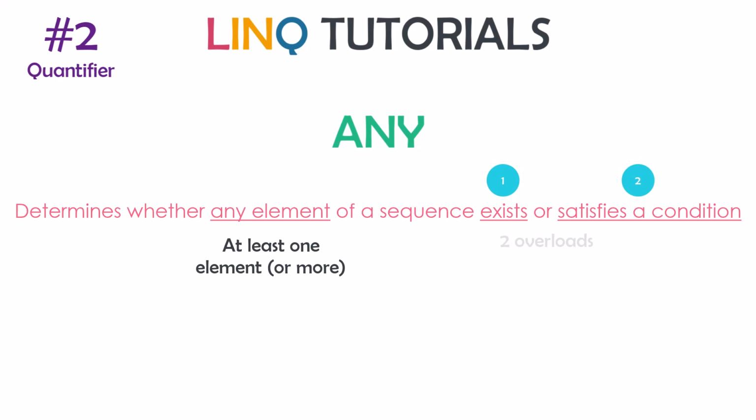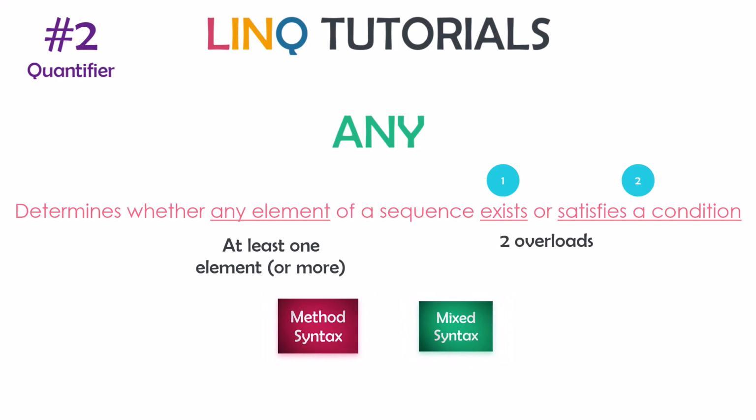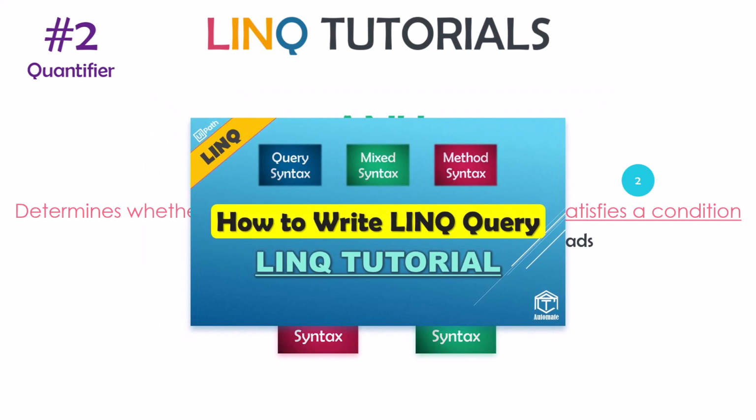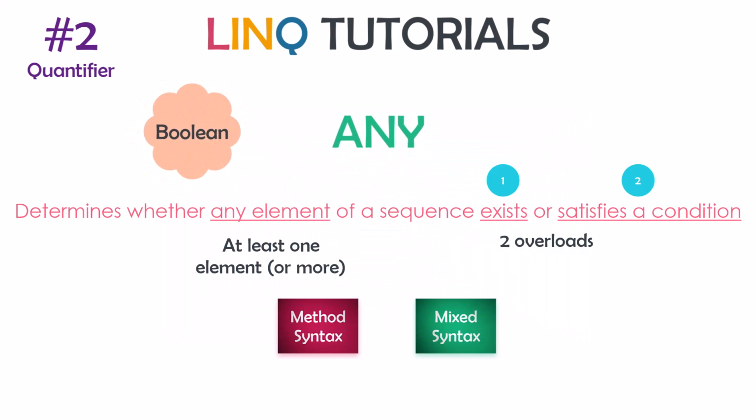So this operator has two overloads, which means that we can use this operator in two different ways. How to use and what each one means, I will show you in a moment. One last thing about this operator: we can use it only as a method, which means that we can use it either in method syntax or in mixed syntax. If you don't know what each one means, please check the following video, where I explain these ways in detail. And the result of this operator is always of type Boolean.